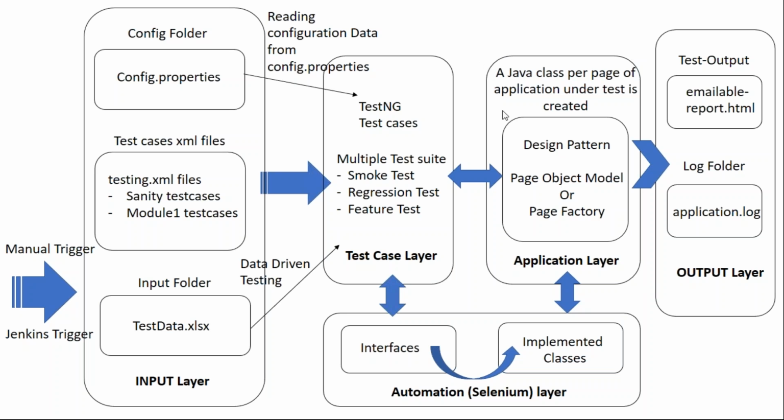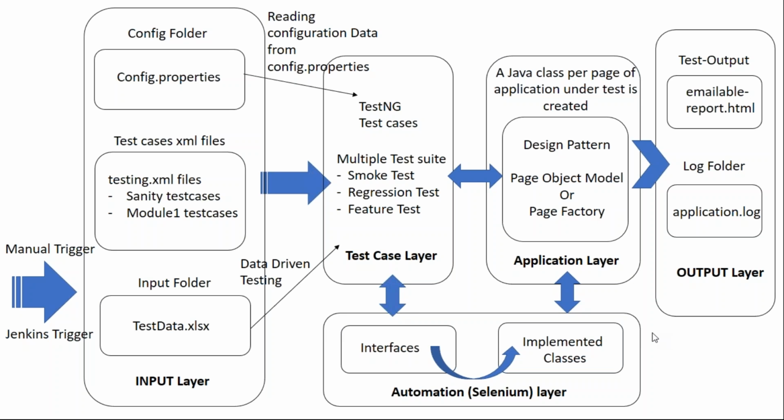Okay, so in this we are following one design pattern which is either page object model or page factory. I'm following page factory. You can use page object model also if your website is static, but my website is not static, so I'm using page factory here. So this is the design pattern. For each page of my application under test, I've created one Java class which has all the web elements related to the respective page, as well as all the possible methods on that page are also mentioned. Okay, so this comes under the application layer.